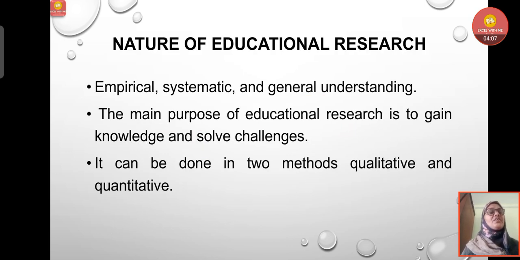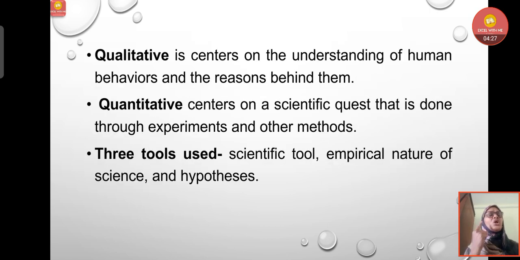Now, what is the nature of educational research? Let's understand quickly. Empirical, systematic and general understanding. This is the main important nature of educational research. The main purpose of educational research is to gain knowledge and solve challenges. Now, it can be done in two methods, qualitative and quantitative. Qualitative centers on the understanding of human behaviors and the reasons behind them. What are the reasons behind these human behaviors? This is qualitative. Now, what is quantitative?